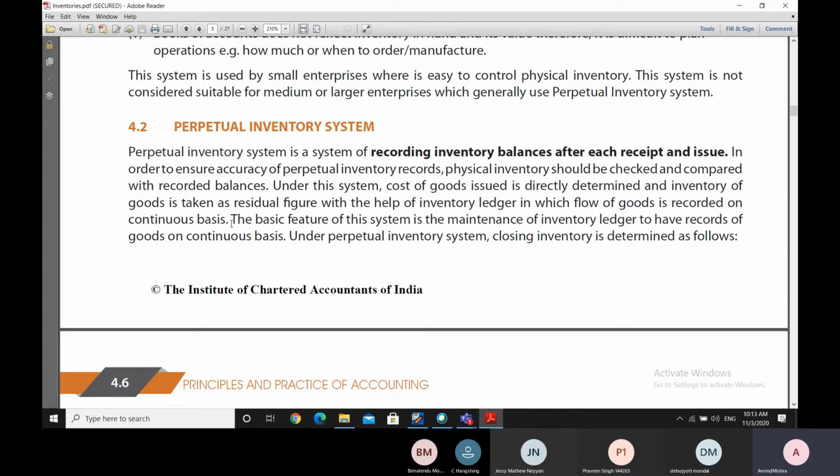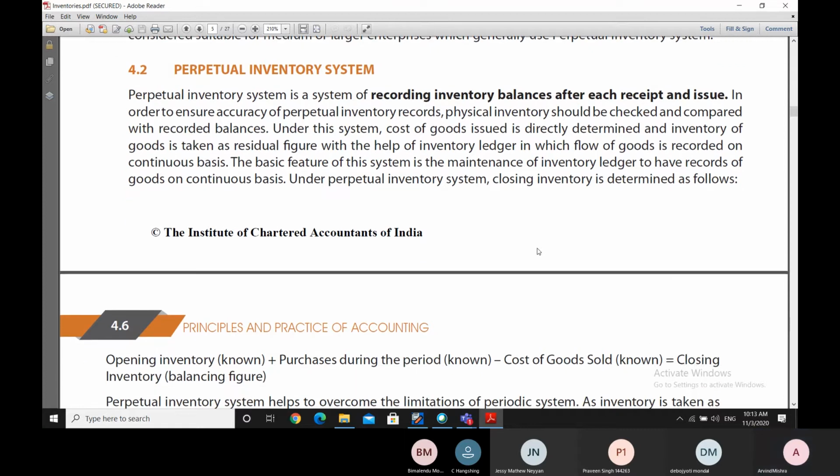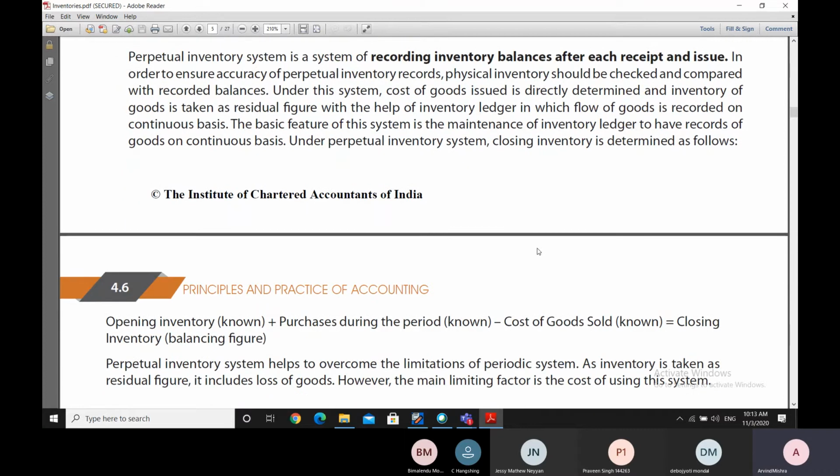Why is it a directly determined figure? Because whatever goods we are issuing, we are making entry of the cost of those goods. So the basic feature of this system is the maintenance of the inventory ledger. Here, inventory ledger maintenance is very important to have records of goods on a continuous basis. In the inventory ledger, every item of the inventory has a separate account: when that item was brought in, when that item was taken out. Closing inventory is then finally determined as a residual figure.